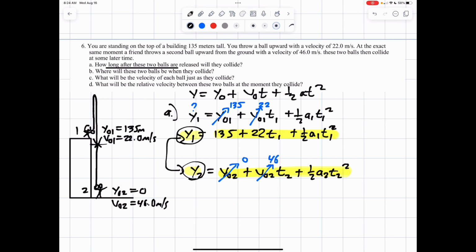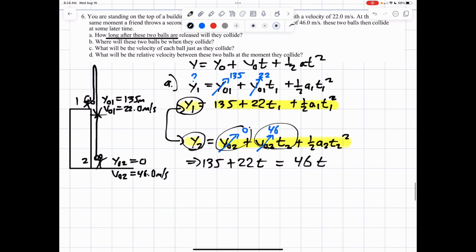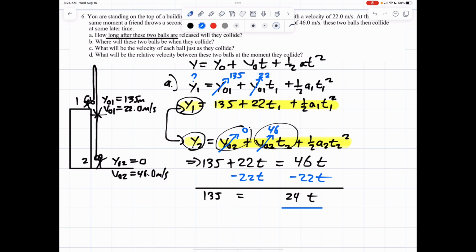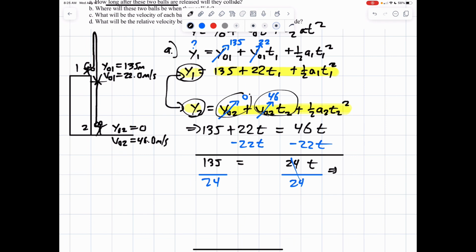So here's what I would write. 135 plus 22t. Now I don't have to write t1 and t2 anymore because they will collide at the same time, right? Equals, well, what's left over? 0 plus 46t. So the equation is very simplified, and you're solving the equation for time. So let's go ahead and bring the 22t over here. And we have 135 equals 24t. And we can see here the time, 135 over 24, puts it at about 5.63 seconds. So it's going to take 5.63 seconds for those balls to end up colliding.